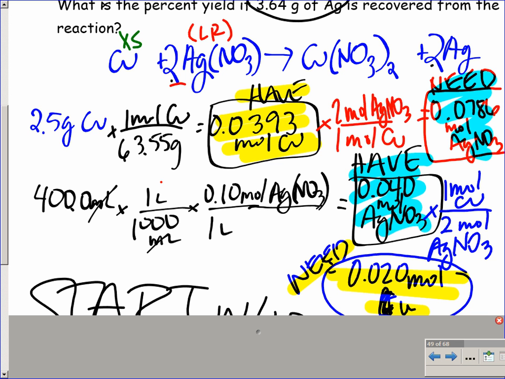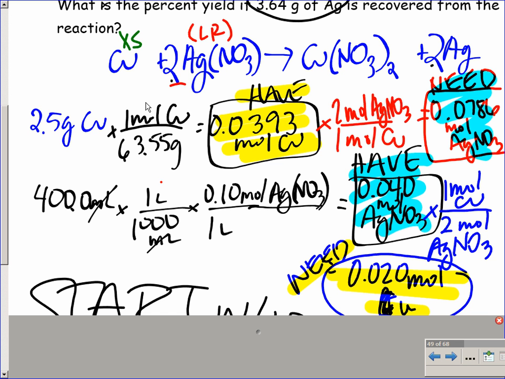So what I have here highlighted in yellow is what I'm looking at comparatively. I have 0.039. I need 0.02. I need less, right? So that's how I rationalize that is my excess, because I have leftovers comparatively. And then I compare otherwise, I have 0.04, but I need almost 0.08. So what does that tell me? I only have this much, but I need this much. So I know I'm going to run out. And so keep that kind of comparison in your mind.